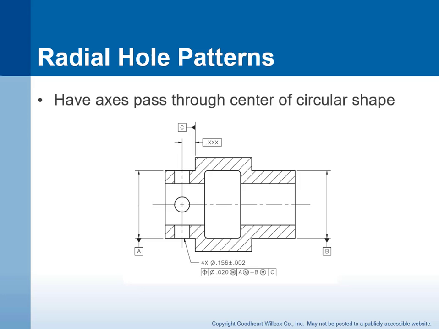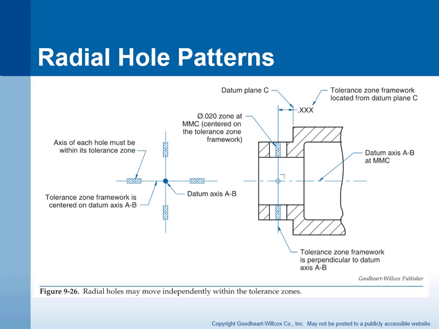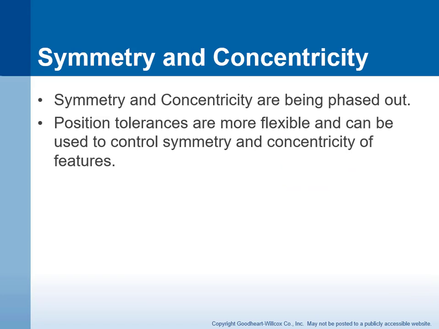Now, what does this mean in terms of tolerance? If I'm looking at it from the top of the part, I have a 20,000 zone at MMC, and it's centered on this basic dimension here, and it's also centered on the center line of datum A and datum B, and it goes to the center point. So I have this diametrical tolerance zone. It looks like this. That's a radial hole pattern.